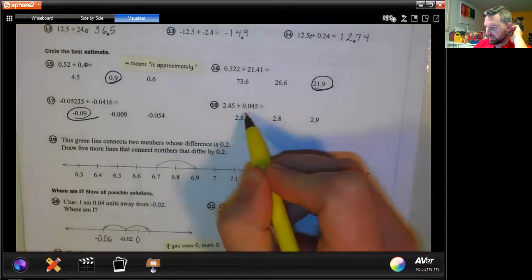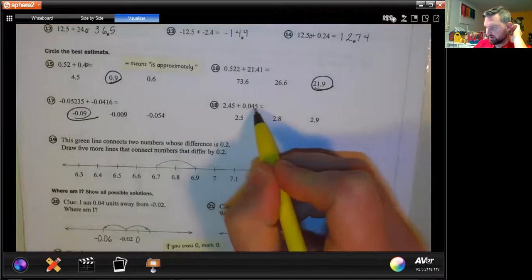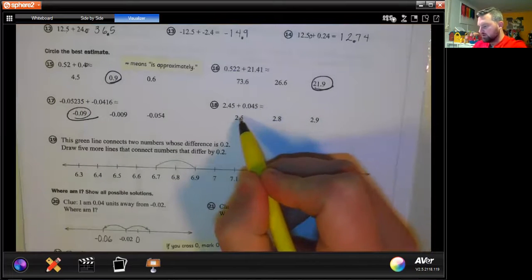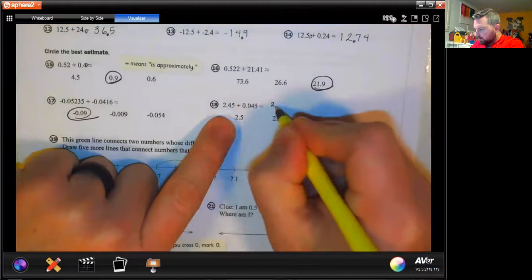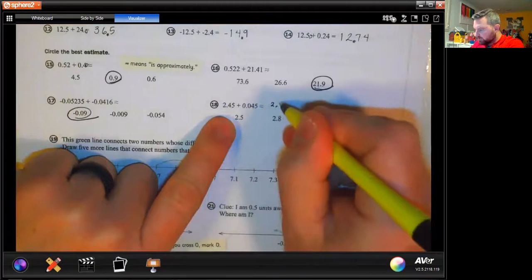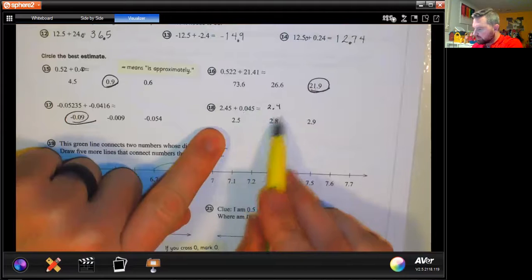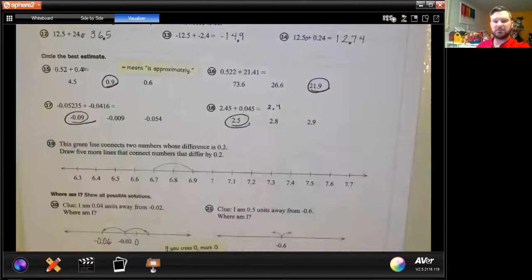2.45 plus 0.045. Okay, so you've got a 2, 4, and 0, that's a 4. So something around that would be close. This looks the closest, so we'll go with that one.